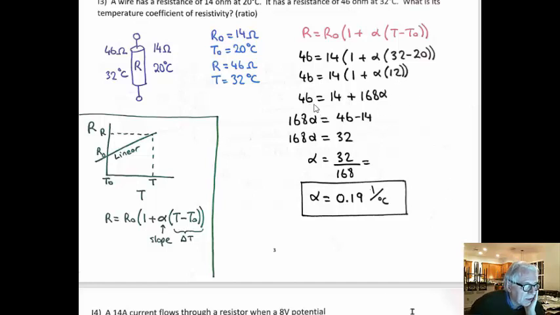And then we have 46 equals 14 plus 14 times 12, which is 168, alpha. And then rearrange. I like to write down every step. I don't like to do things in my head, because even writing down every step, sometimes you can make slips, but if you jump steps, you will make more slips. And that simplifies out to something like 0.19.